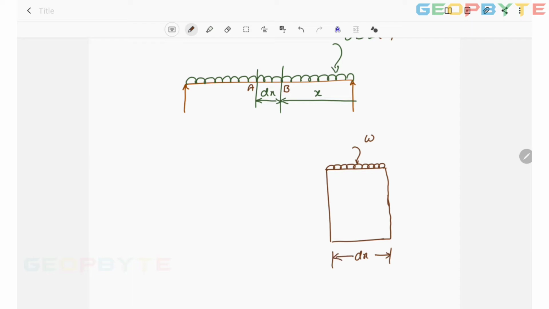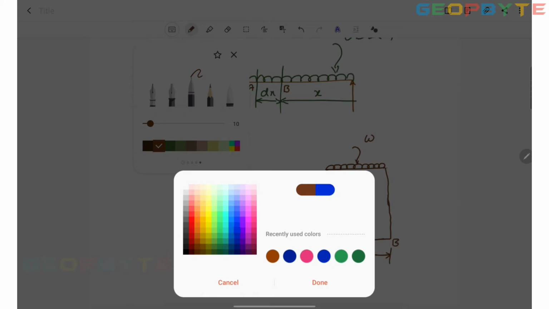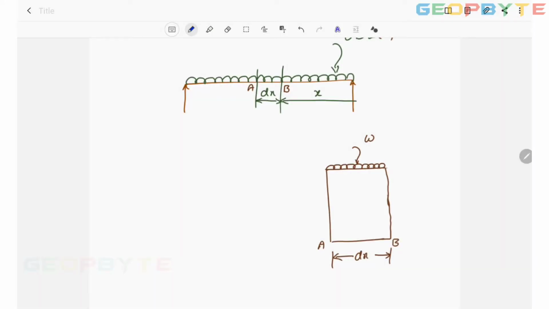Now if I consider the shear force values from right to left, then the shear force on the side B is acting like this. This is the shear force direction F. On the other side, the shear force is acting in this direction, F plus dF. Shearing because of the tangential load.